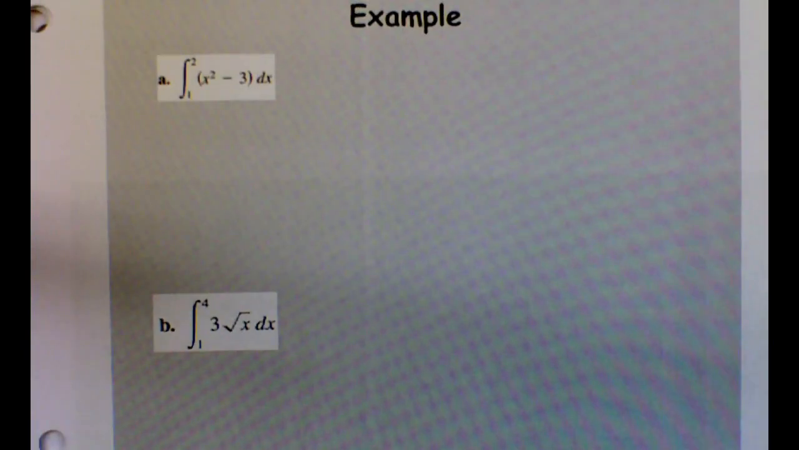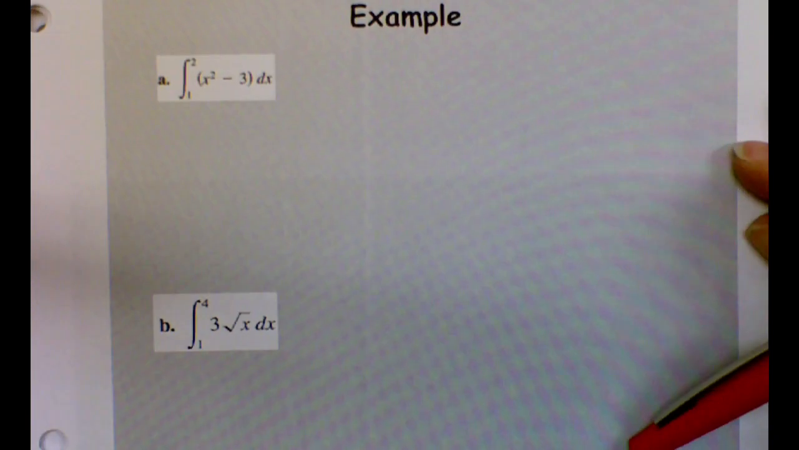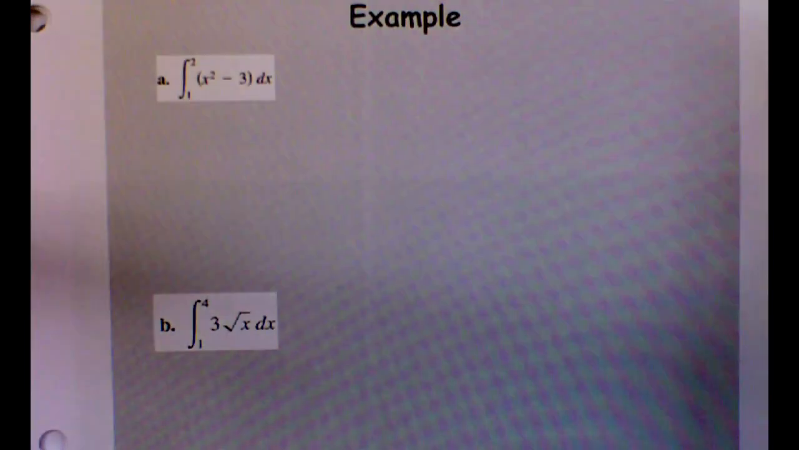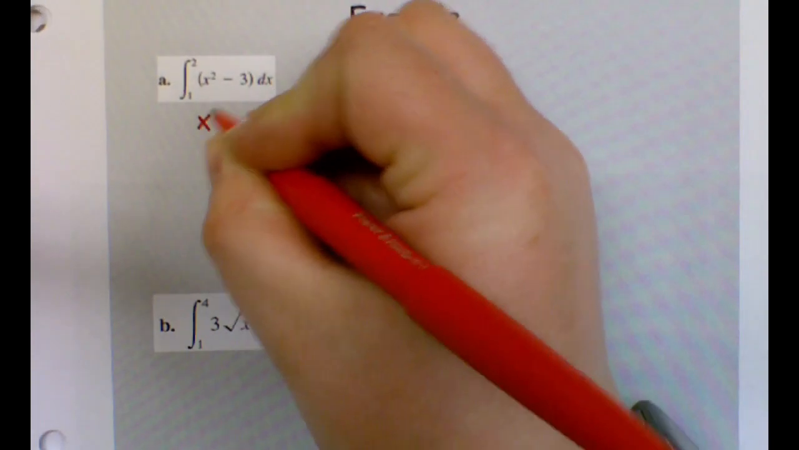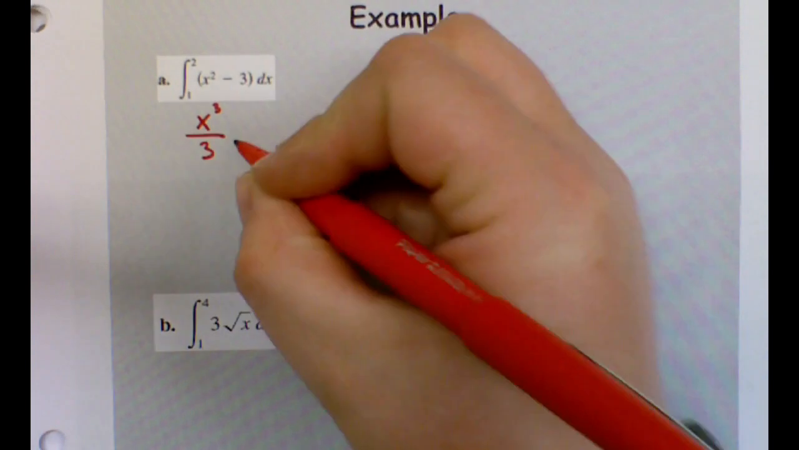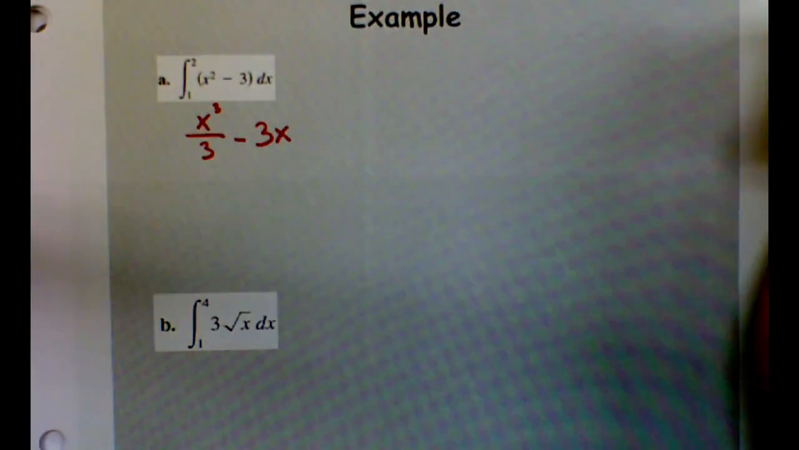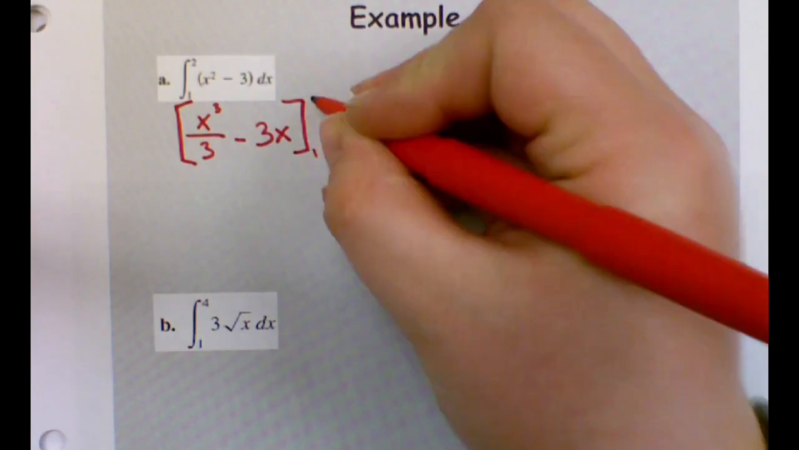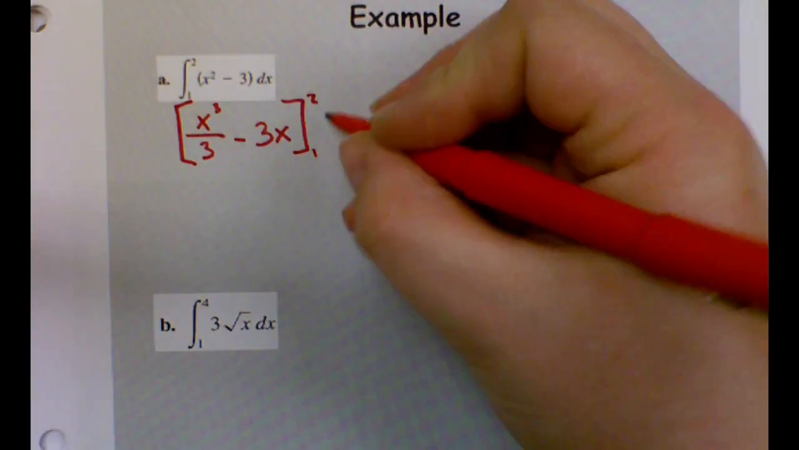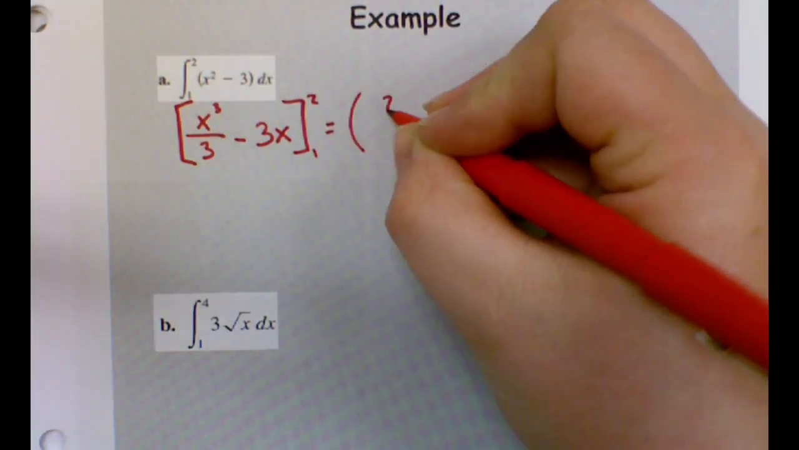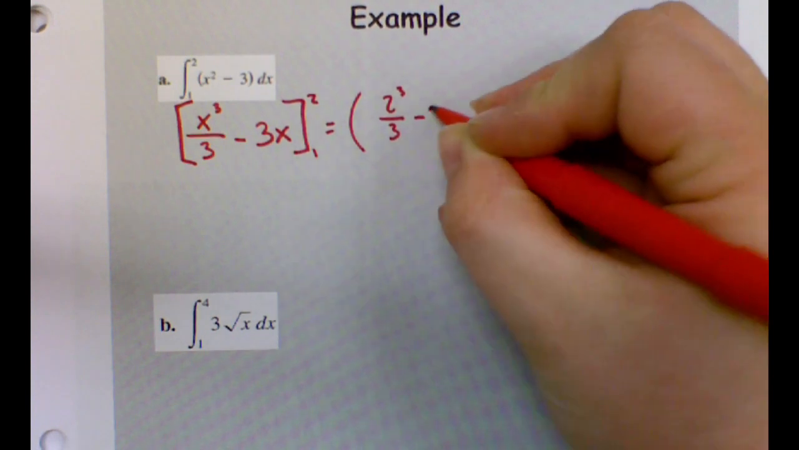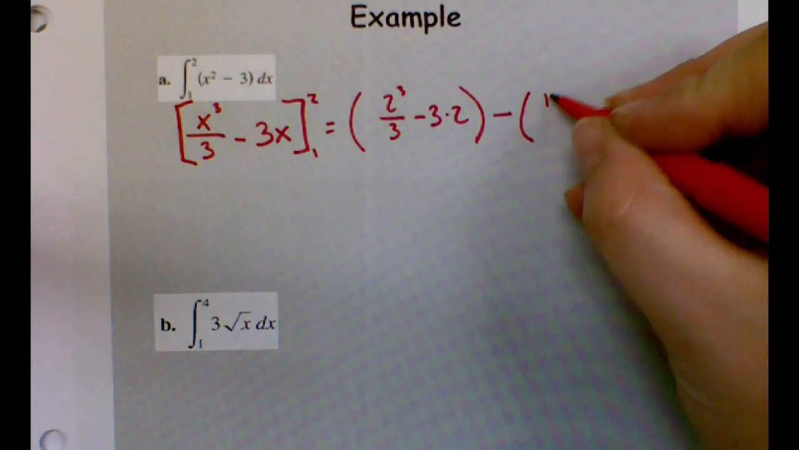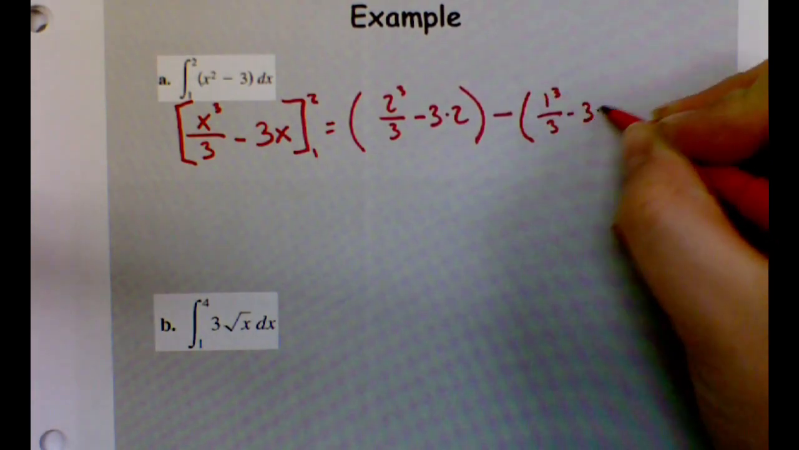For part A here, we have the definite integral from 1 to 2 of x squared minus 3 dx. We start with an antiderivative of x squared minus 3. Remember that we add 1 to the exponent, divide by the new exponent, and 3 gives me 3x. If it's two terms, we usually put it in brackets. Our bounds of integration go on the end of the second bracket. So now we plug in 2. So we have 2 cubed over 3 minus 3 times 2 minus, plug in the lower bound of integration, 1 cubed over 3 minus 3 times 1.